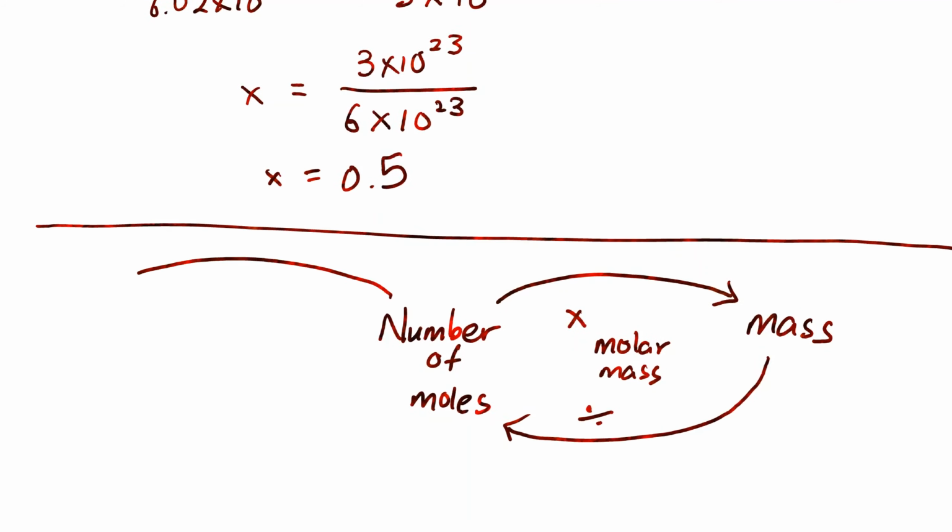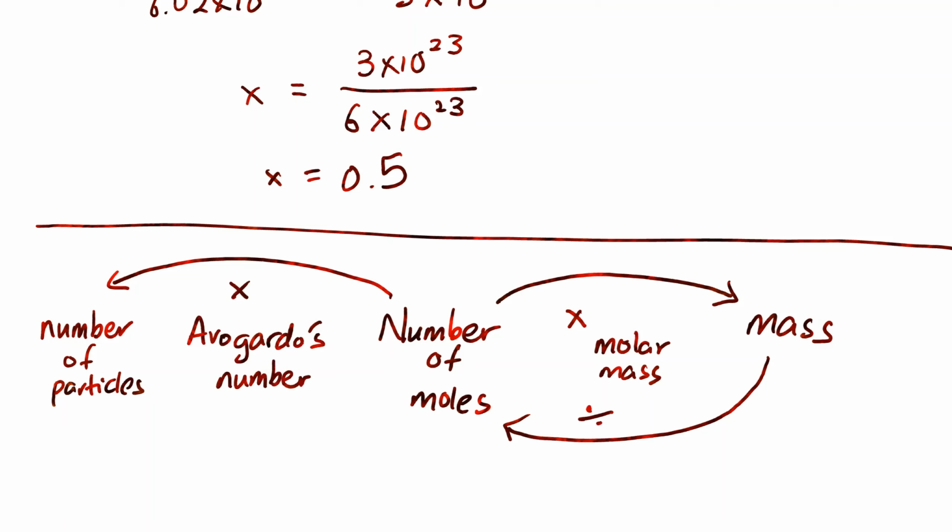So if you wanted to look for number of particles, you multiply by Avogadro's number, which is 6.02 times 10 to the 23. But if you want to find number of moles, you divide it by Avogadro's number. Okay?